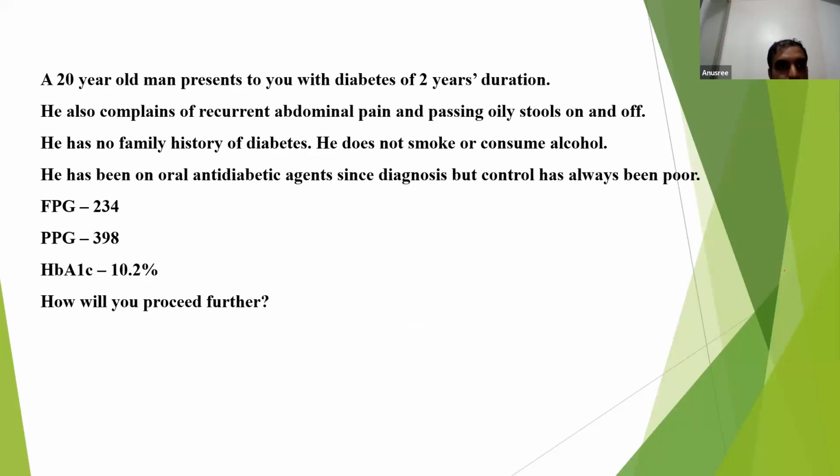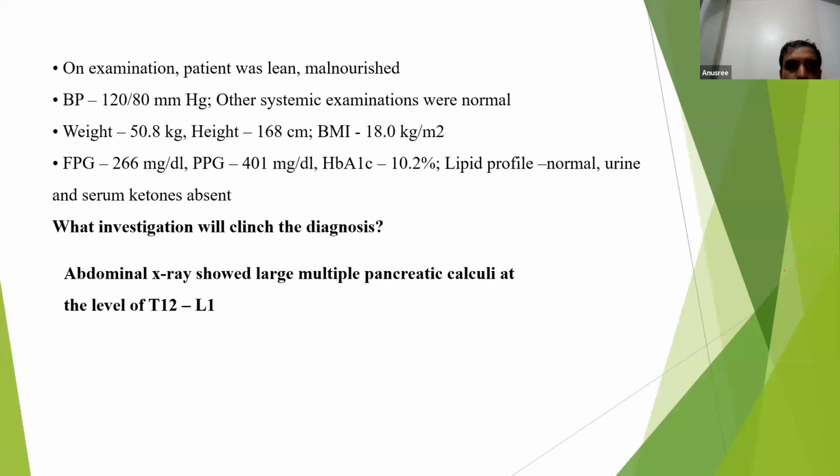This is another case. This is a 20-year-old man who presented to you with 2 years of duration of diabetes. The history that he is having recurrent abdominal pain, passing oily stools on and off, will suggest that he is having pancreatic diabetes. But make sure from the history that he is not a smoker or alcohol consumer. He's on OHA, but has been on poor control. The examination will give you a clue: his weight is low, height is 168, his BMI is low, his sugars are very high, and his HbA1c level is almost 10.